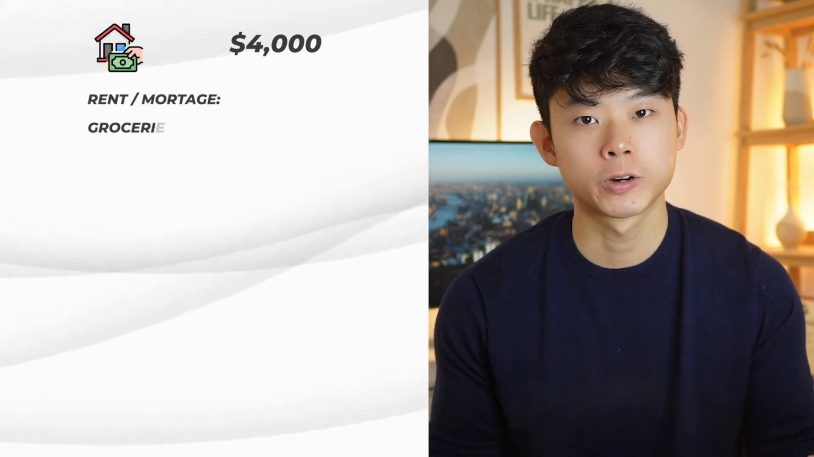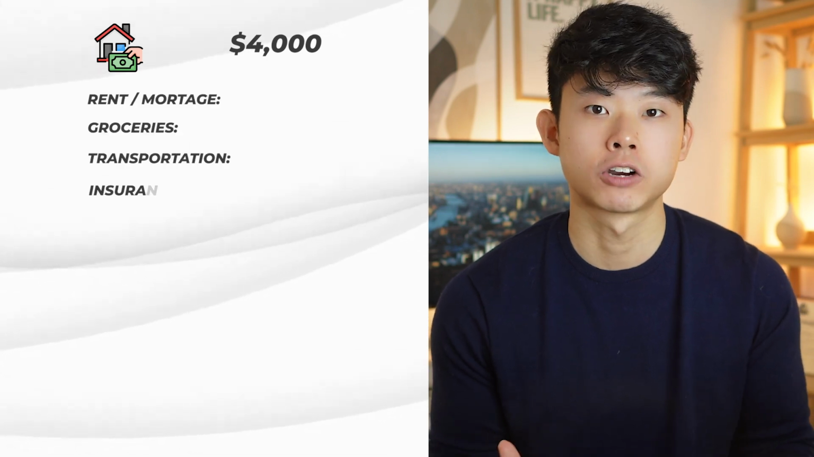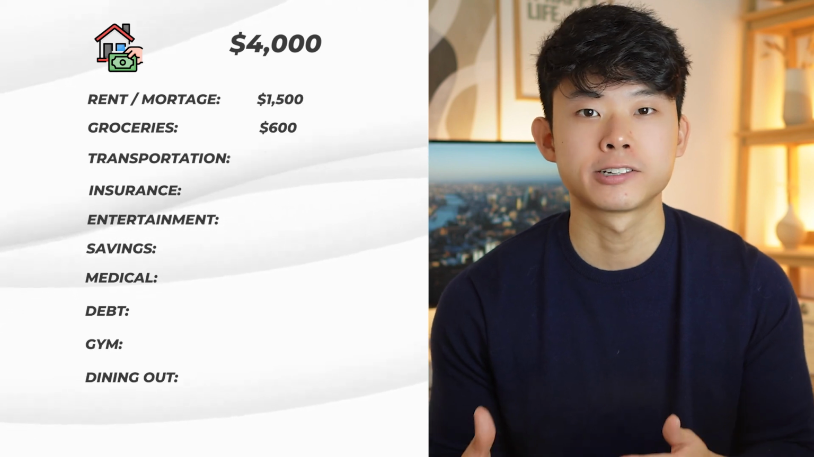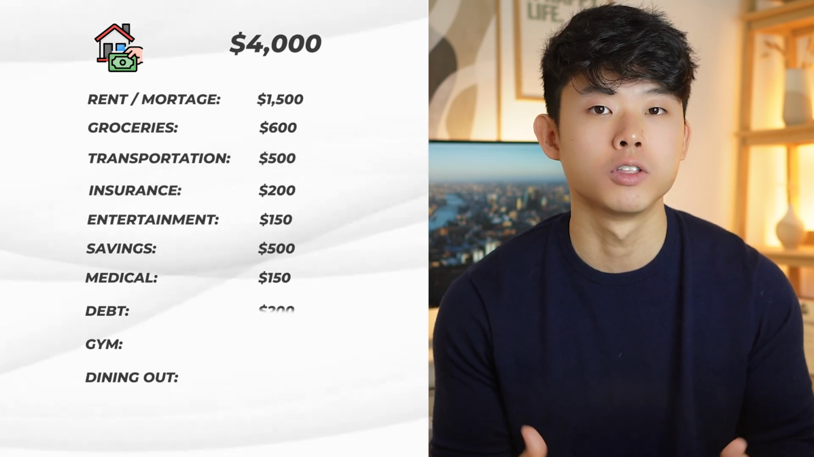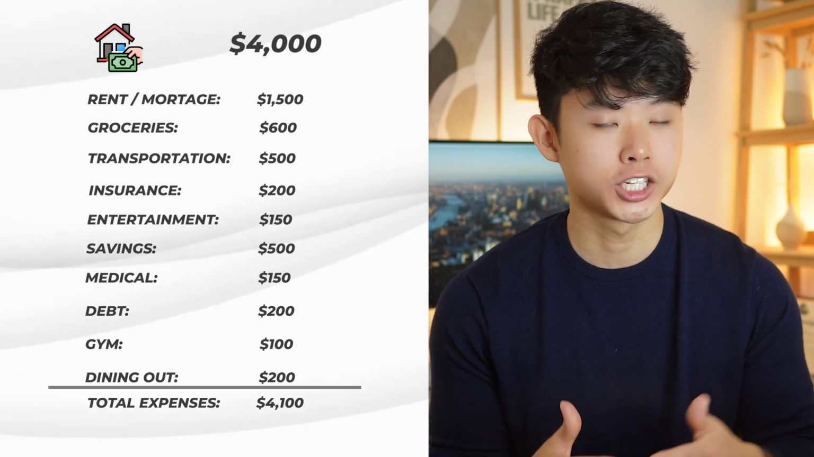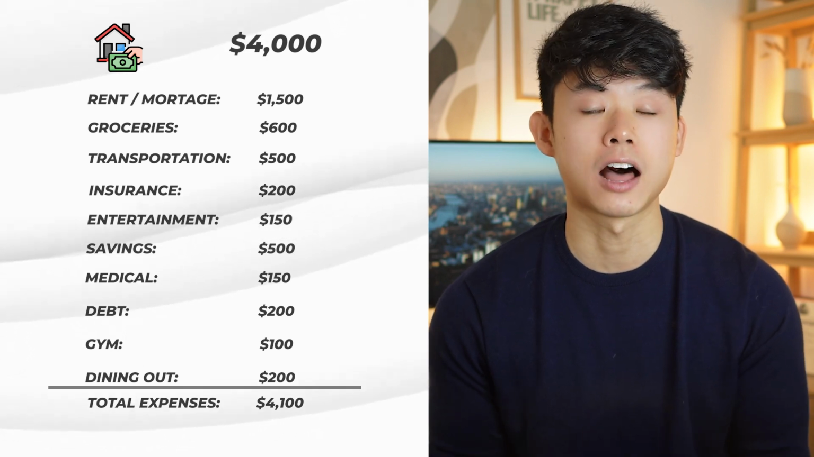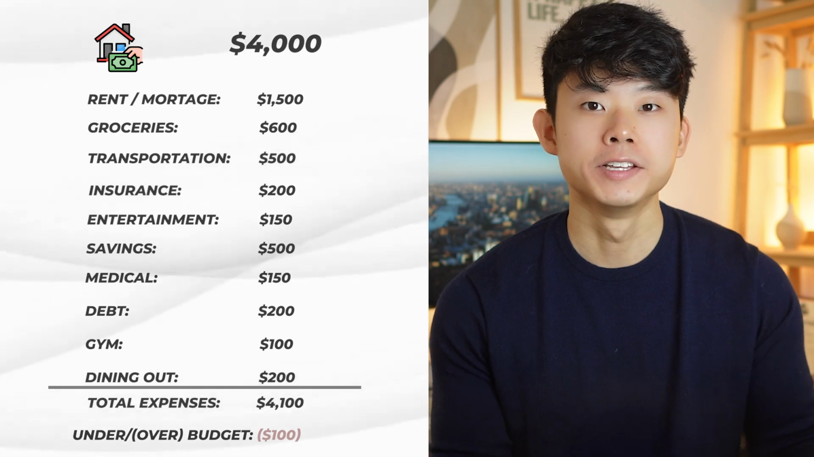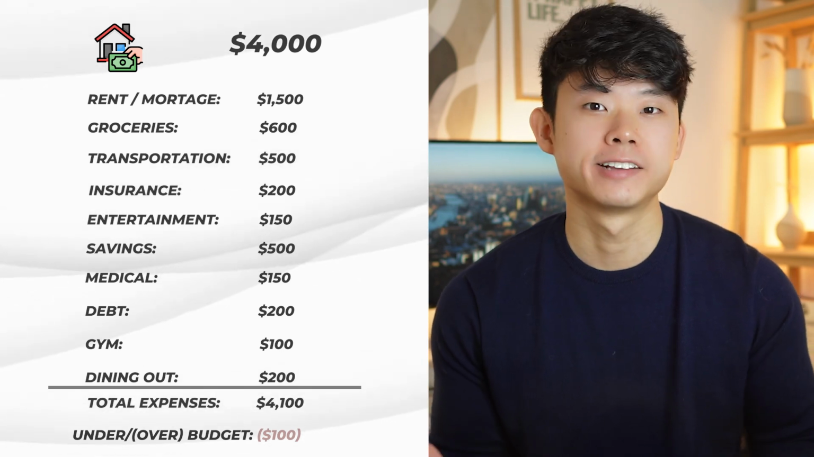To provide an example, let's say your monthly take-home pay is $4,000. You would then list out all of your monthly expenses such as rent or mortgage, groceries, transportation, insurance, entertainment, savings, etc., and allocate a certain amount of funds to each of those categories. You would then subtract the amount you are spending on each category from your $4,000 take-home pay and hopefully get a net balance of zero. If you don't, you just need to go back and make some adjustments.